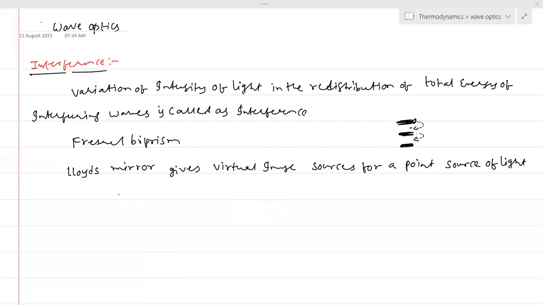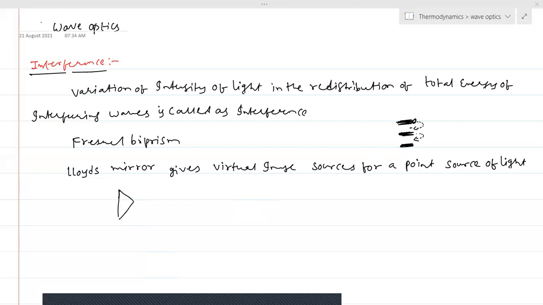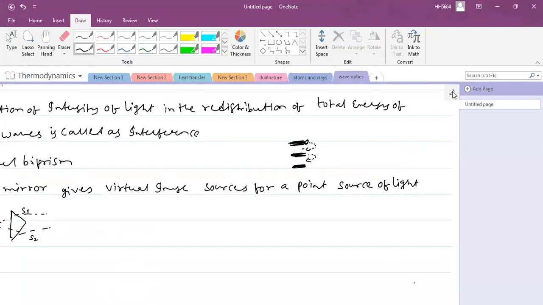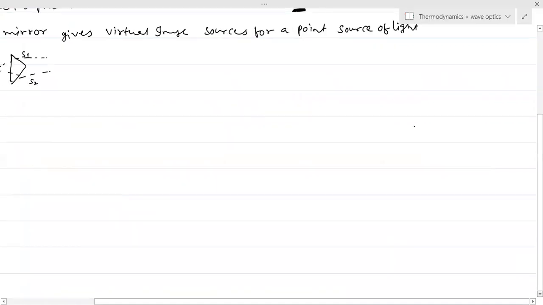For example, if you take the biprism, it looks like this. We take a simple source of light, and from it we get two light beams, maybe this is S1 and this is S2. These two waves undergo superposition, and we are going to study the superposition of the light.